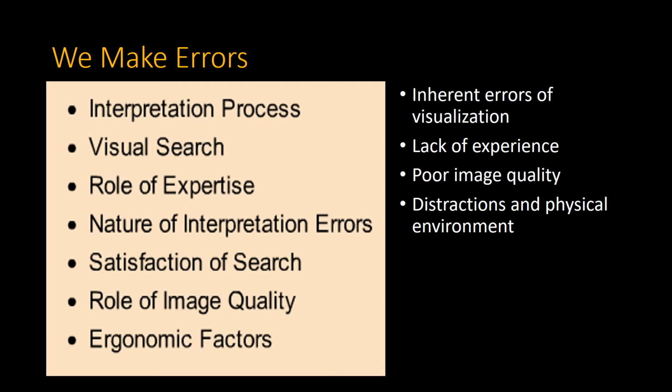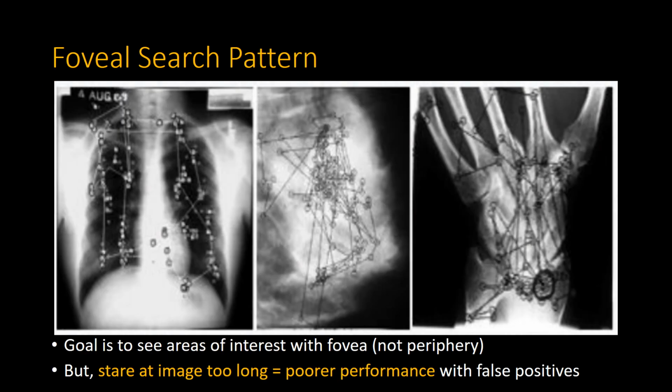But there are also other errors that are beyond our eyes. I can't blame everything on the anatomy and evolution of my eye, all right? Whenever I make a mistake, it's not always just because of my foveal search pattern. It could be lack of experience. It could be poor image quality. That can lead to bad mistakes. Could be distractions. This is probably the most common one, especially for residents on call. You just get distracted within your physical environment, or maybe lack of experience. You don't have a good search pattern. So there's lots of different factors on why we make errors.